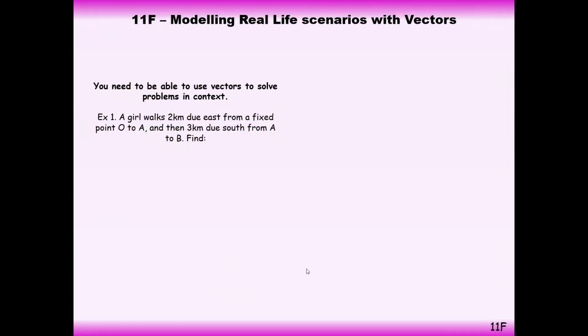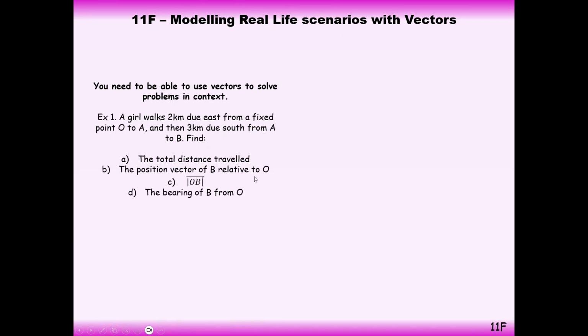Okay, so let's read this first example. A girl is walking 2 kilometers due east from the position point O, and then 3 kilometers south from A. We have to draw a picture and look for the total distance traveled and the position vector of B relative to O. Part C is just to figure out the magnitude of OB, and part D is the bearing of B from O.